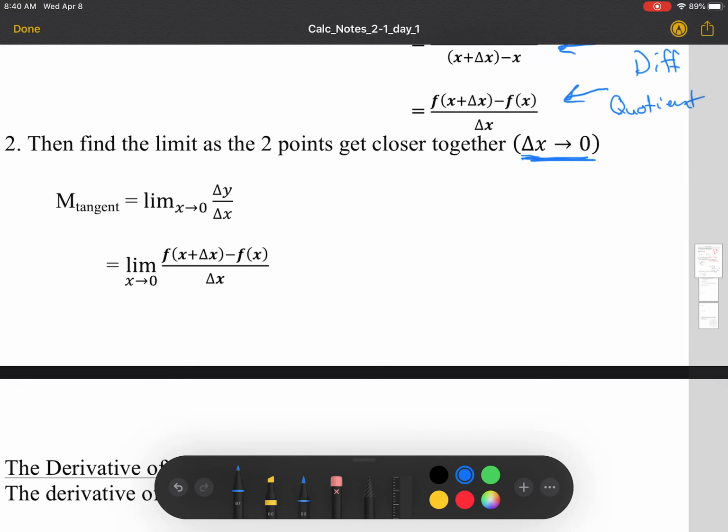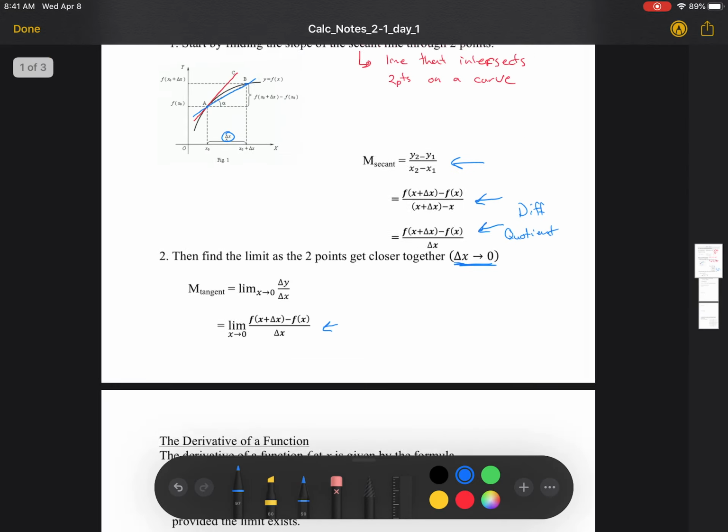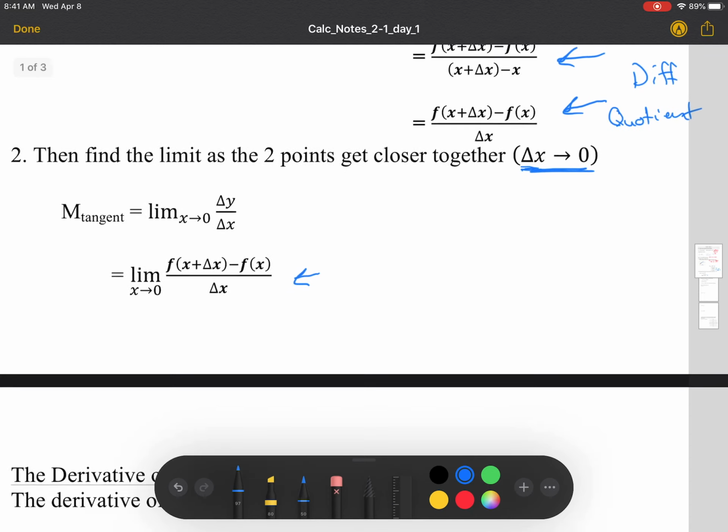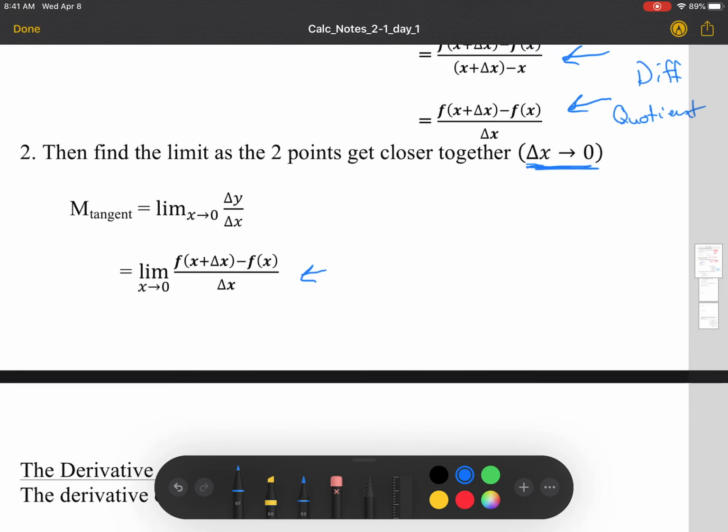As you can see right here, we're taking the limit of the change of y over the change of x, which is the same thing as our difference quotient. So we're taking the limit of this. Step 1, pick out our 2 points. Step 2, plug it into the difference quotient and take the limit as delta x goes to 0.